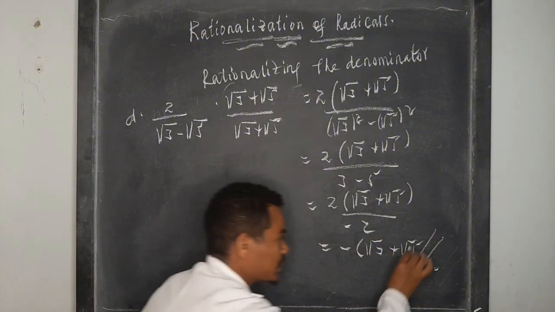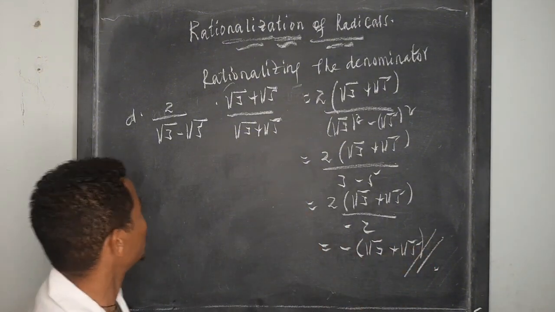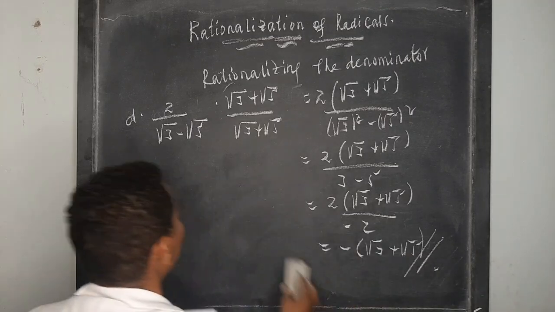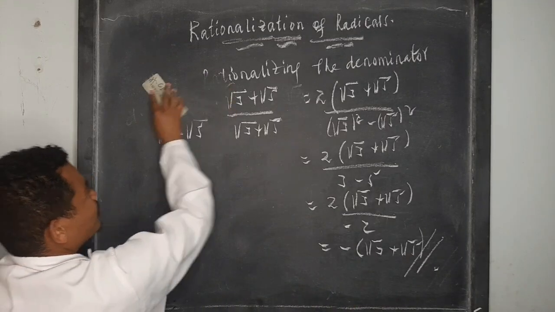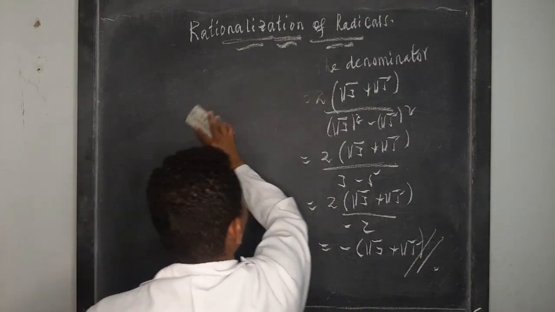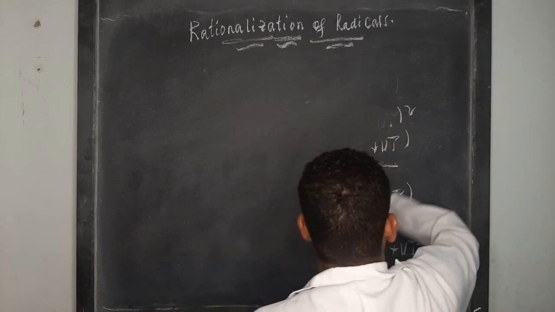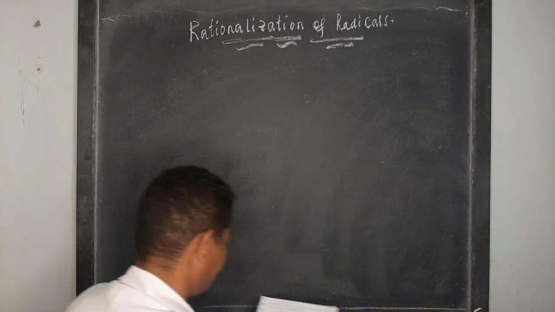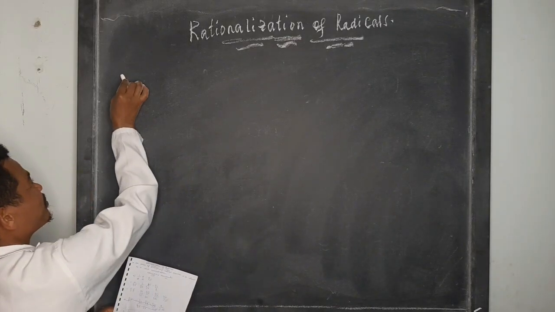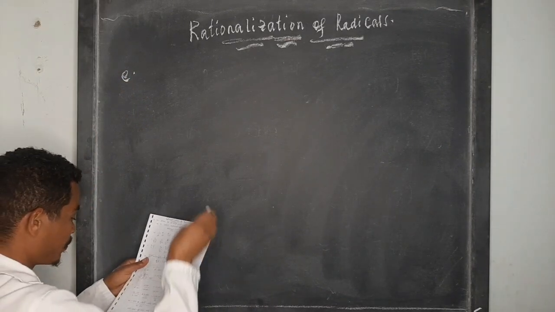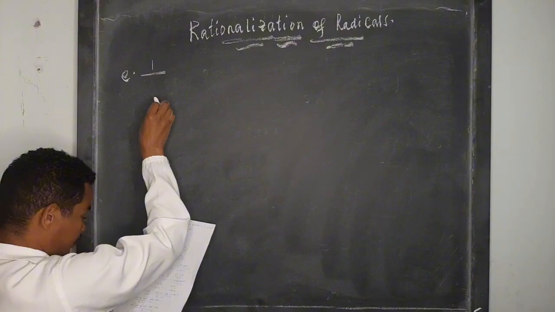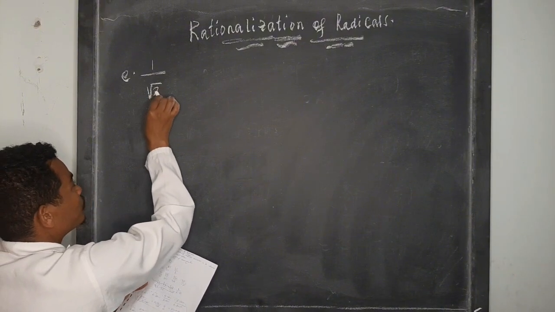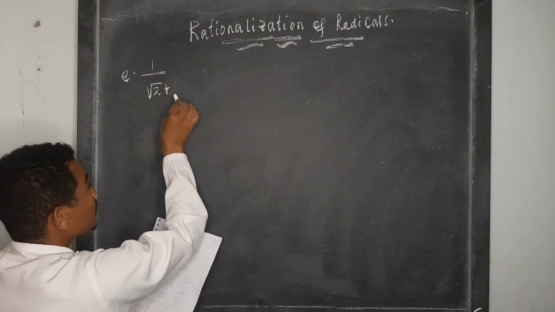So let me add the final example. Okay, this is the final one. That's e: 1 over radical 2 plus radical 3 plus 1.